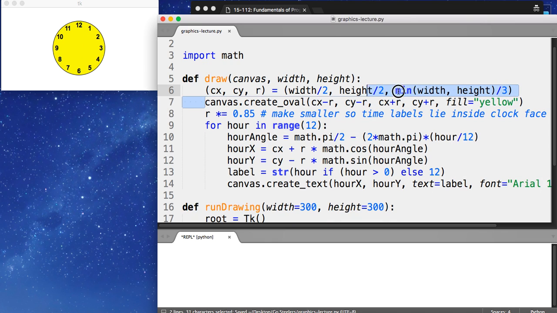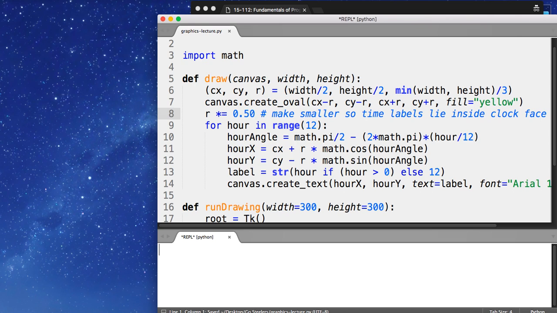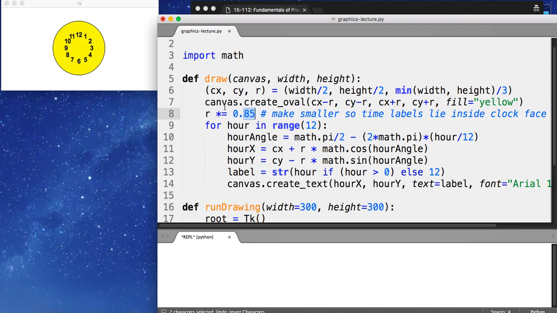So the first thing we do is we create the yellow portion, which is just cx minus r, naturally that's the left, cx plus r would be the right, and cy minus r is the top, cy plus r is the bottom. There it is. Now we multiply r times 0.85. As this says, the time labels lie inside the clock face. So the radius from the center to the center of that 3 has to be less than the radius all the way out to the edge. In fact, it's 85%. If I change this to say 50%, you'll see the numbers crawl in towards the center. I'll just leave it at 85. That feels like a more visually pleasing distance out.